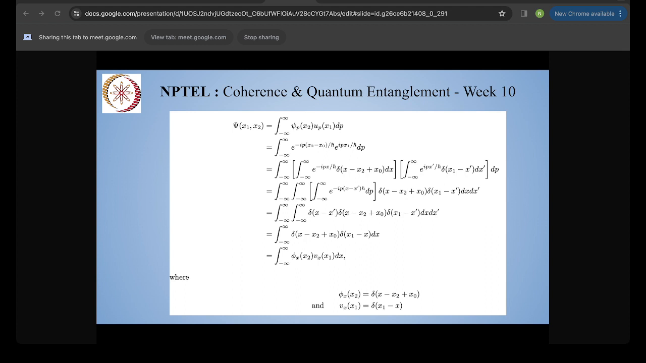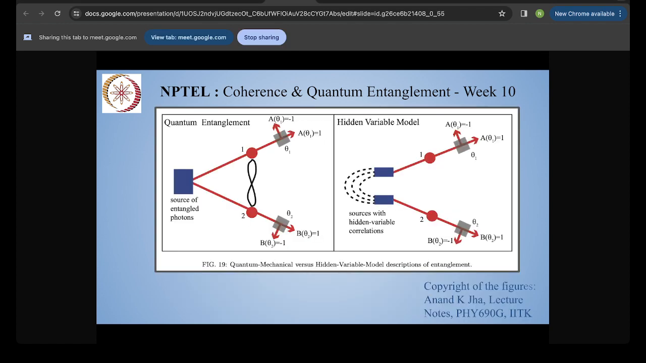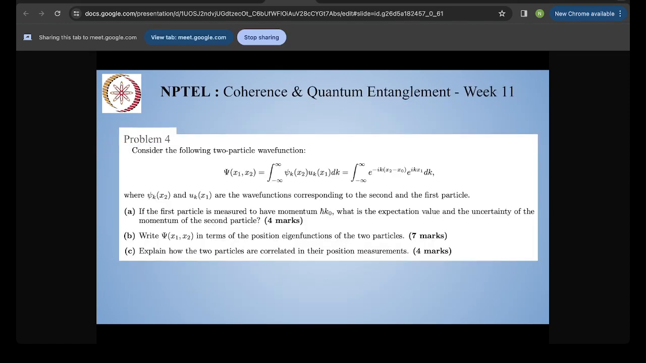Let me tell you once again that for the two-photon state, for the position operator x1 of the first particle the eigenvalue is x, and for the position operator x2 of the second particle the eigenvalue is x plus x0. Therefore, upon position measurement, if the first particle is found to be at position x, the second particle is guaranteed to be found at x plus x0. That will be the answer. So these are the 3 parts of this problem 4, which you already know.